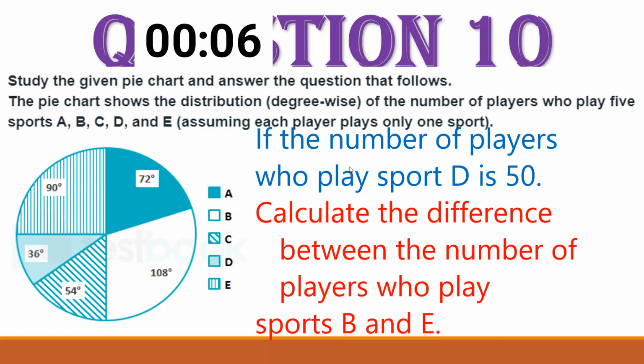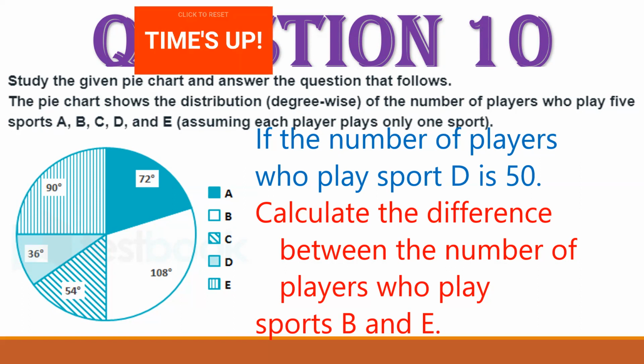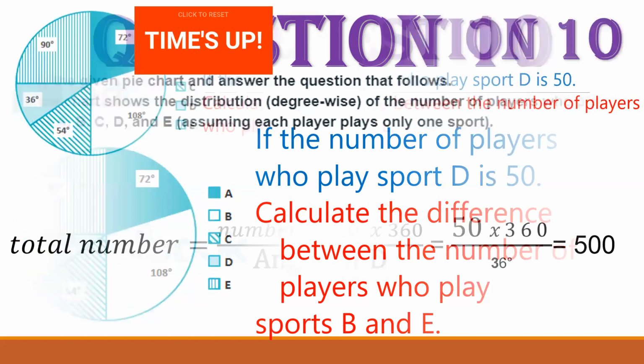It's from a past paper also, this one. They didn't give you a total number. Please don't misunderstand. The total number is not 1080 now. It's not given. Only what is given, another 20 seconds coming. So what is given? Who plays sport D is 50. If the number of players who play sport B is 50, we are going to calculate the difference between the number of players who play sport B and E. If you need more time, please stop the video. So let's show our answer now.